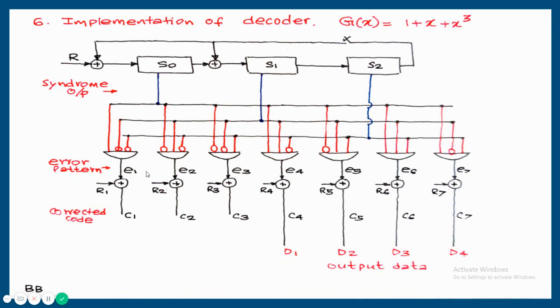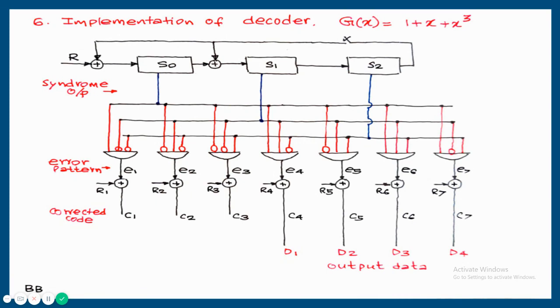The corrected code is C1, C2, C3, and so on up to C7. Again, notice one difference. Here R is from the left side, and in the previous implementation R was from the right side. From where R is given, from there onwards the smallest number will start, S0, S1, S2. Everywhere you can see that difference: E1 to E7, R1 to R7, C1 to C7. Again, out of these 7 bits, the rightmost 4 bits are data bits if it is the 1 plus x cube format. In the previous case, it was x cube plus x square plus 1, and the leftmost 4 bits were data bits.